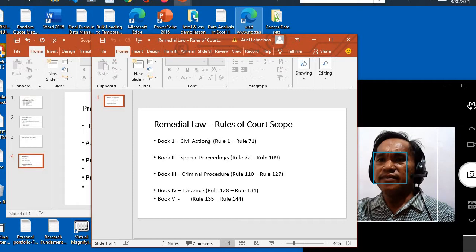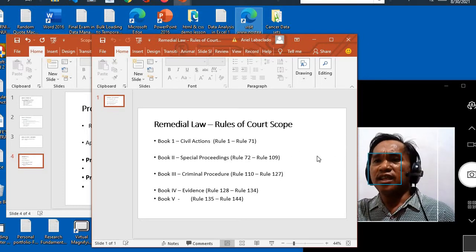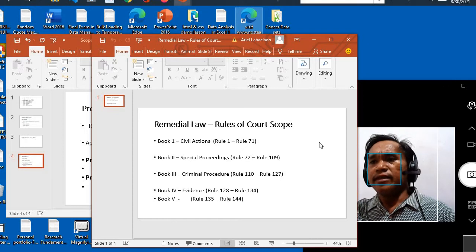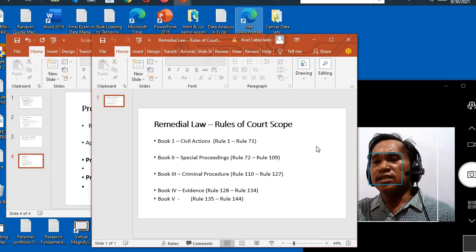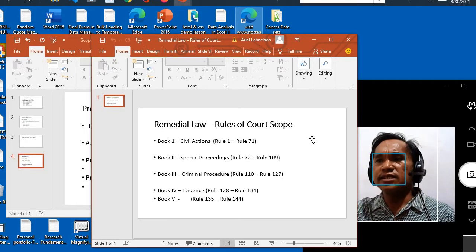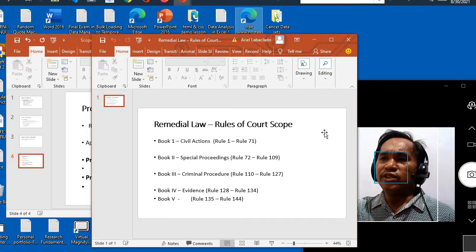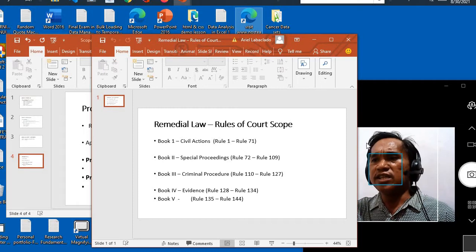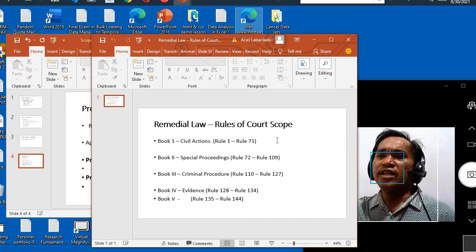Now in civil actions, included there are the provisional remedies and the special civil actions, and then the procedures in the Court of Appeals, the appeals, the procedure in the Supreme Court, included here in book 1.